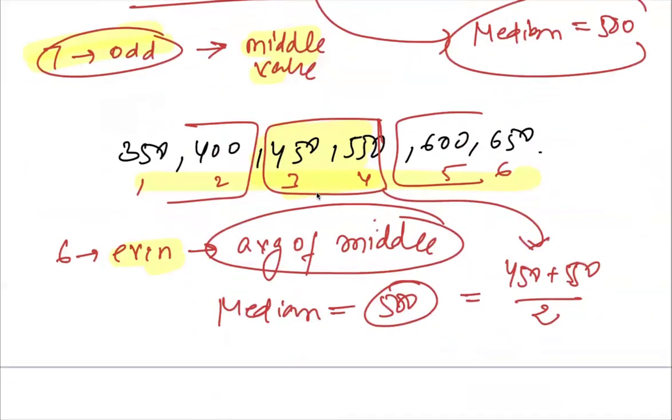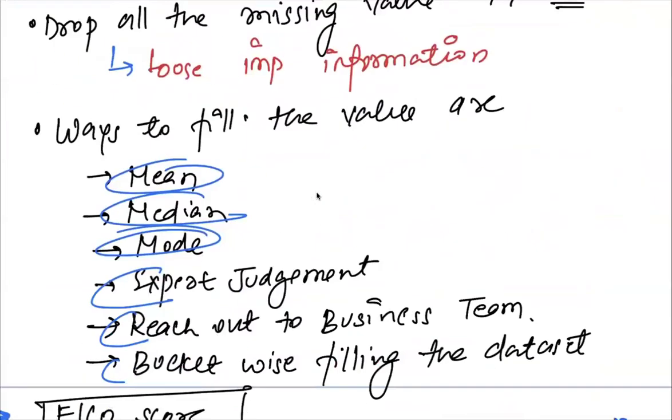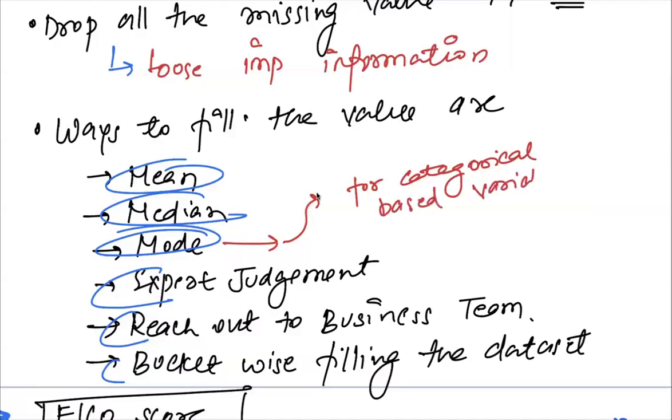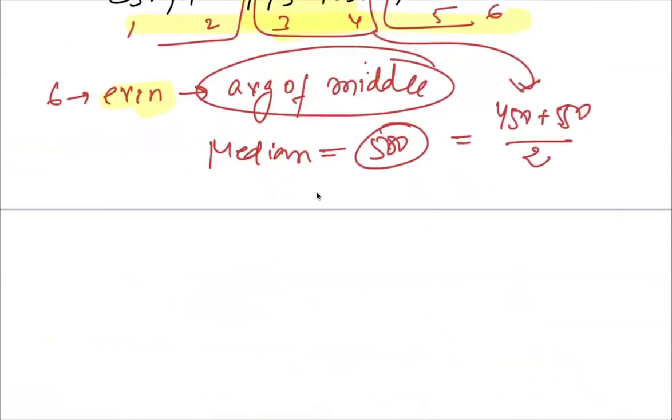So this was the other method, mean and median. Do you all know what mode is? Mode is used for categorical variables. Let's say something like this. Let's say you have a variable which is marital status.